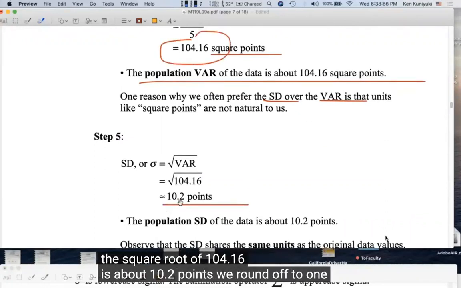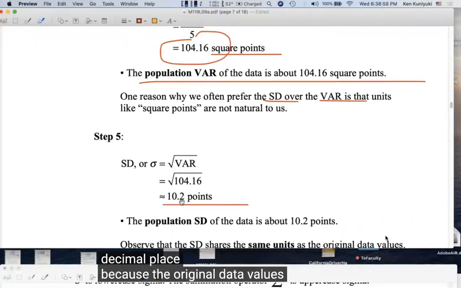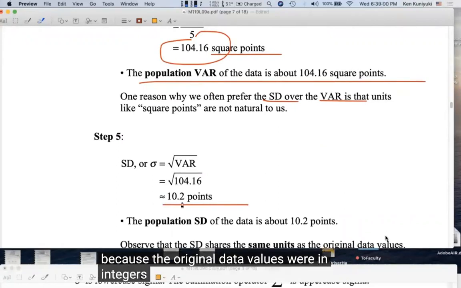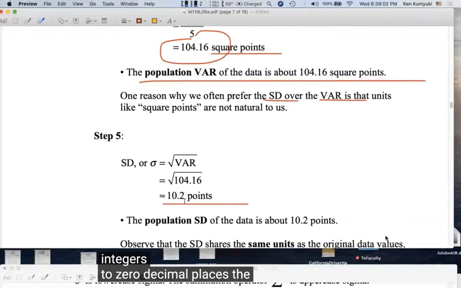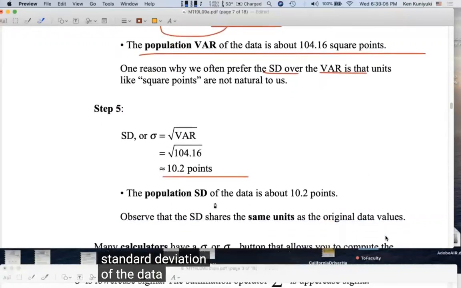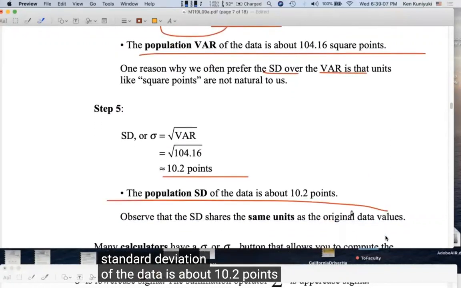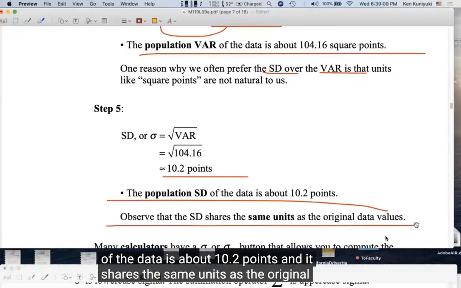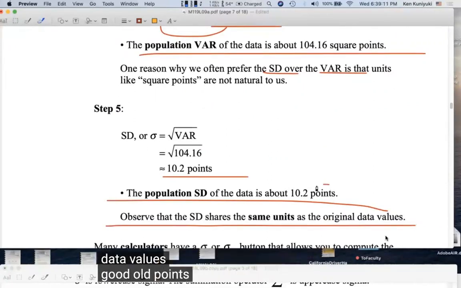We round off to 1 decimal place because the original data values were integers to 0 decimal places. The population standard deviation of the data is about 10.2 points. And it shares the same units as the original data values, good old points, which makes total sense.